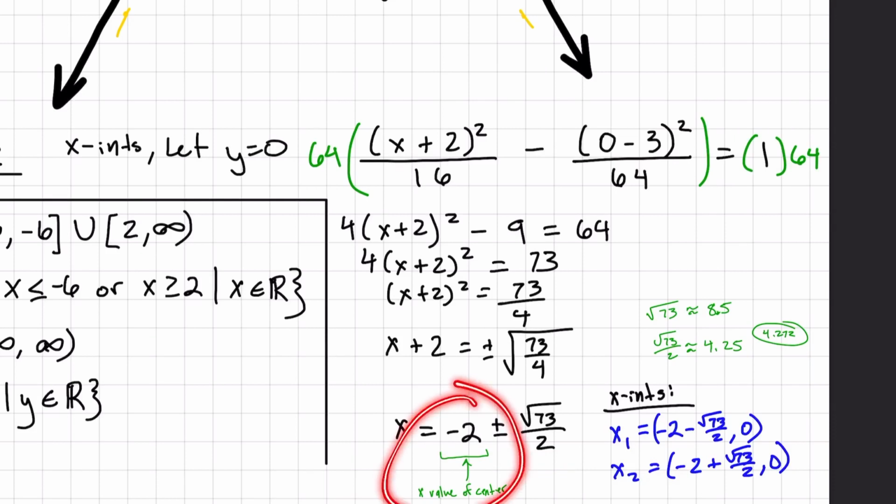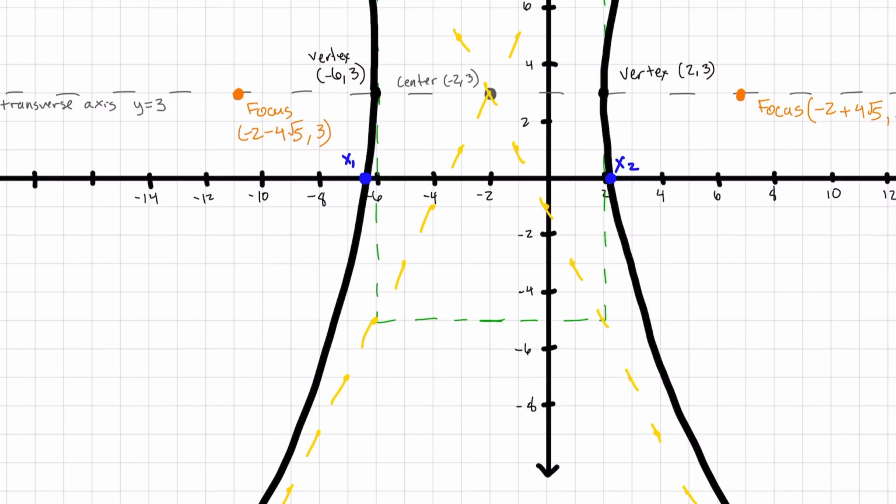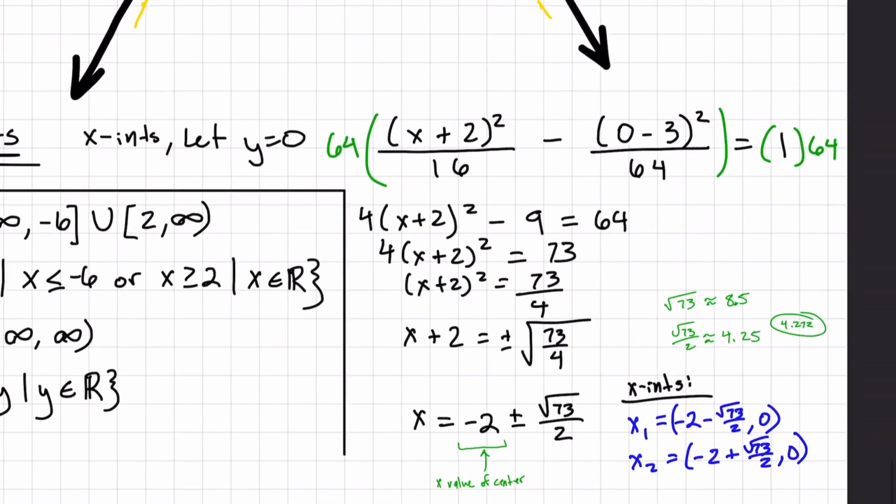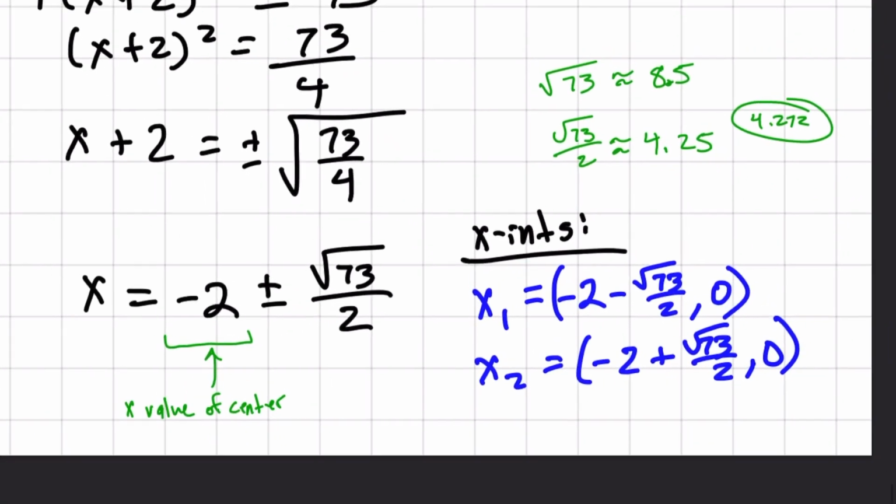Notice this negative 2 is the x value of the center, and the square root of 73 over 2 is about 4.2. Square root of 73 is about 8.5. So half it, you can think of it about 4 1/4. Technically, it's a little bit more. So notice how that works out. I'm at negative 2 plus or minus about 4 1/4. So there I've just labeled my x-intercepts x1, x2 based upon how I've labeled them there.